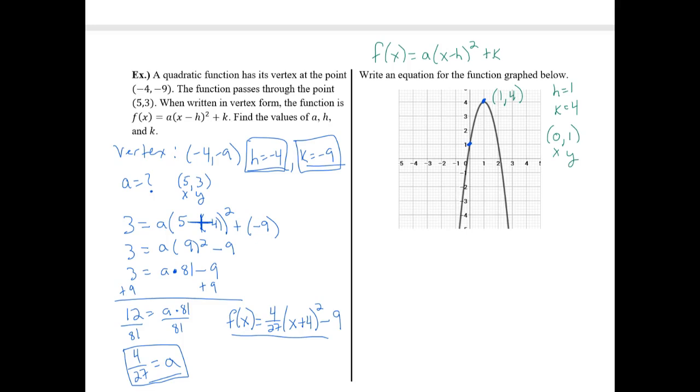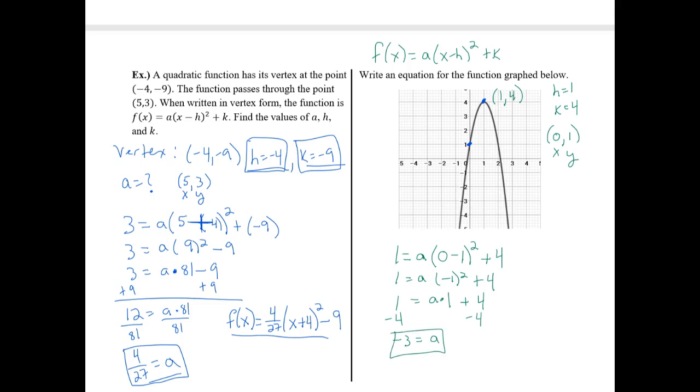So now we know every part of this equation except for a. We plug everything in that we know. F of x is the same thing as y, so I replace f of x with 1. We don't know a. X was 0 minus h, which is 1, squared, plus our k, which was 4. We go ahead and simplify. 0 minus 1 is -1, and -1 squared is just 1, right? -1 times -1 is +1. We need to get a alone, so we subtract 4 from both sides. We get -3 equals a times 1, which is just a.